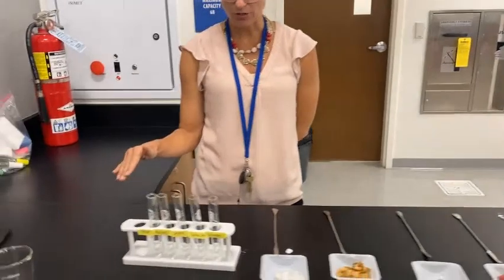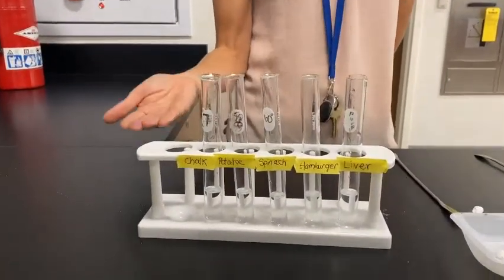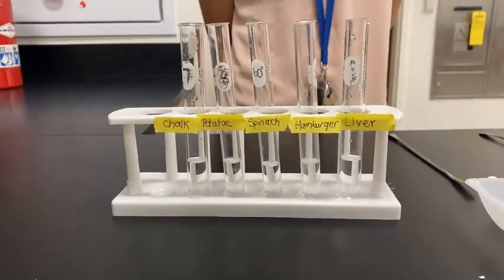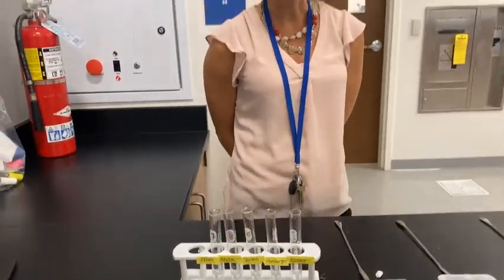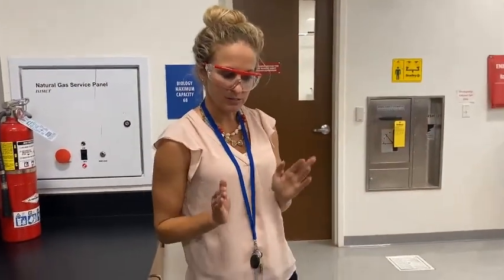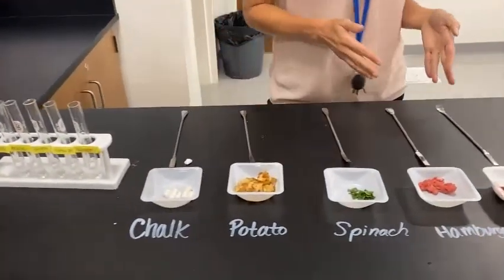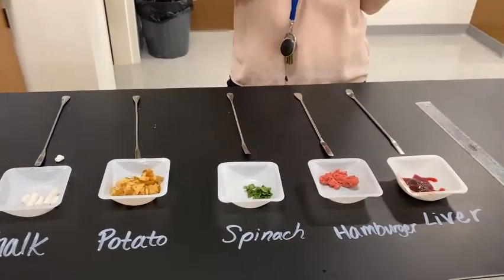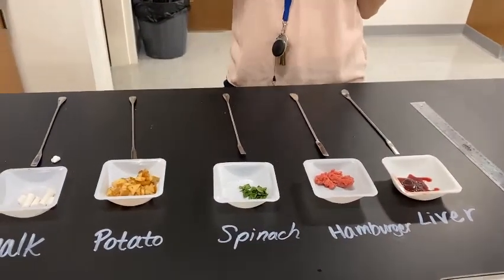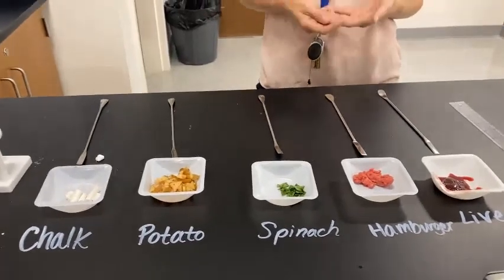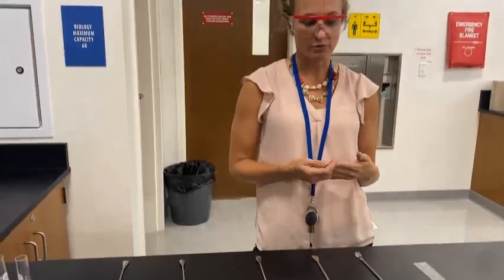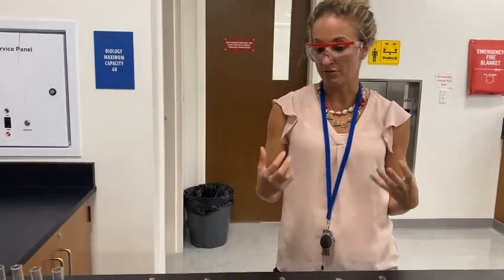So now that we have our 5 mL in each of the test tubes, this is our substrate on which catalase is going to act. I'm going to make a hypothesis. Looking at all of these substances, chalk, potato, spinach, hamburger, and liver, make sure that you make a hypothesis as to which one you think is going to have the most catalase in it and therefore have the most vigorous reaction, have the most bubbles.